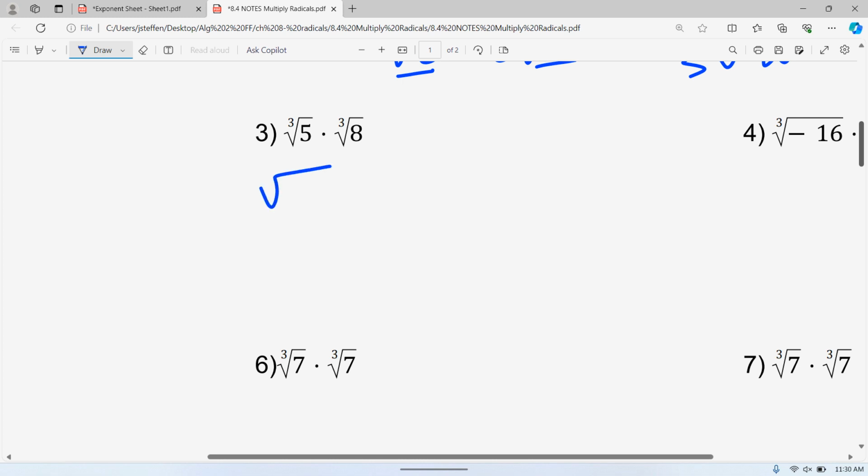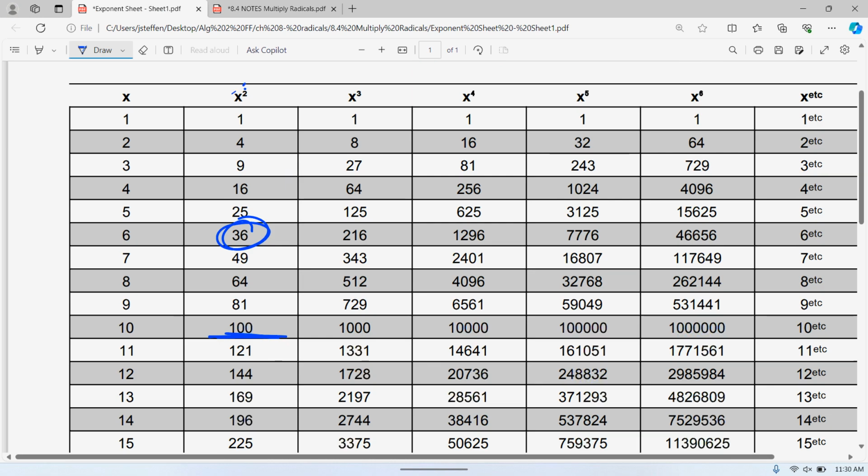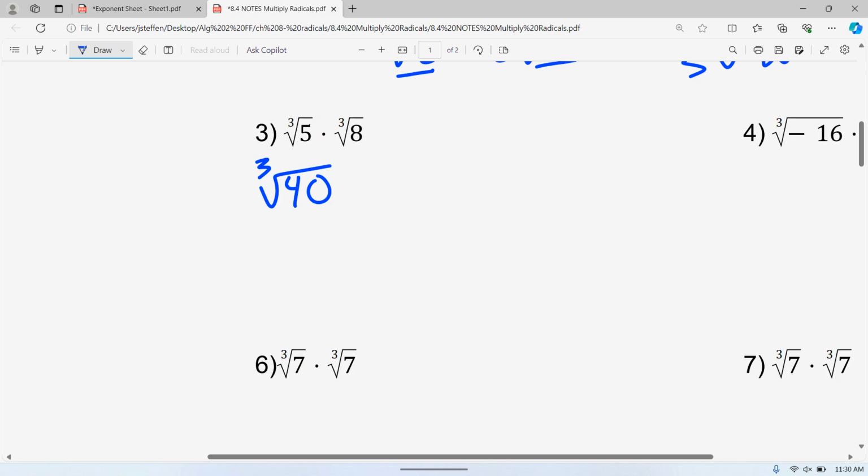Again, it ends up being 40, but now it's not 4 and 10, because those are perfect squares, not perfect cubes. We're looking for a perfect cube. So now instead of using this one, you're using this column. And if you look at 40, there's only 2 options, 27 and 8. 27 doesn't work. 40 divided by 27 is a decimal. So this ends up being the third root of 8 times the third root of 5.